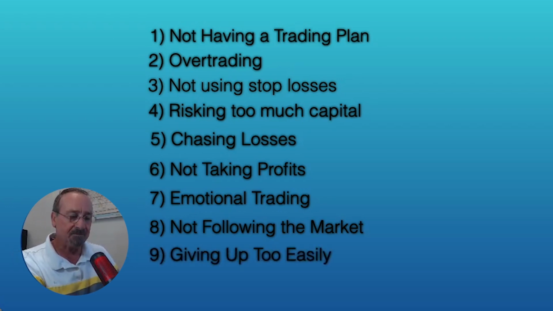Number 9 is basically giving up too easily. We don't want to think of trading as a short-term thing. It's a long-term game. It takes time, it takes patience to be successful. You can't give up too easily. And again, this is why you need to have a plan. If you have a trading plan and you keep a trading journal, it's going to help you to see where your mistakes are and take those incremental steps to become a good trader.